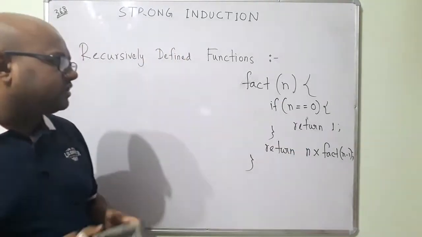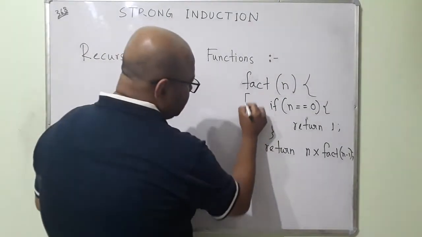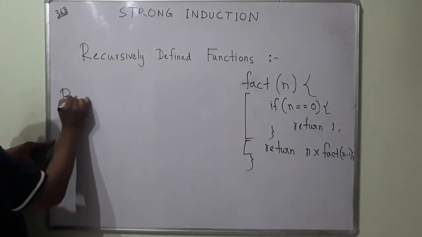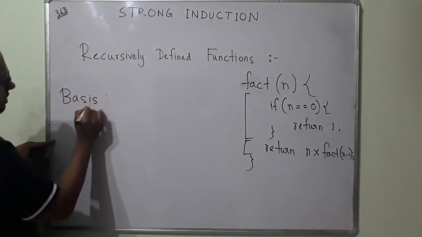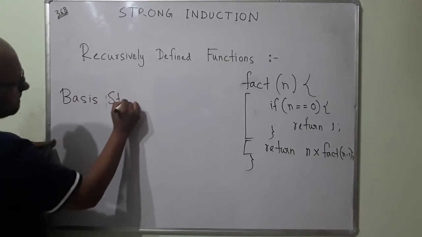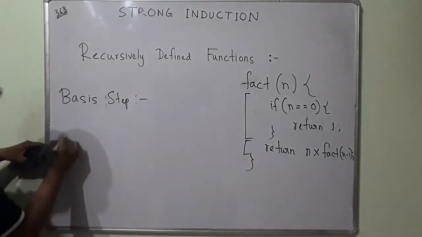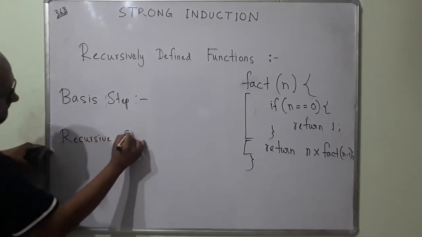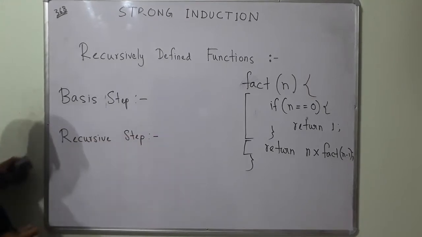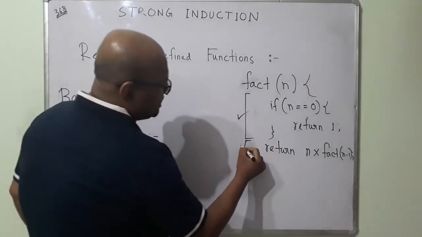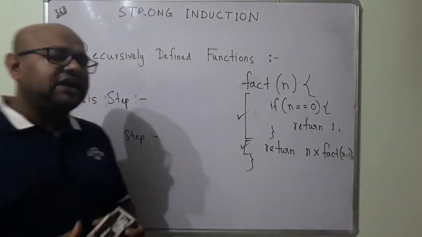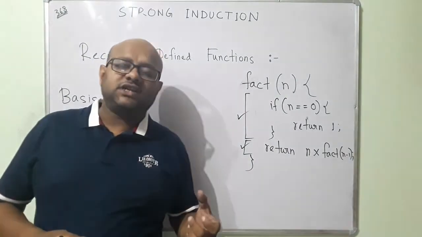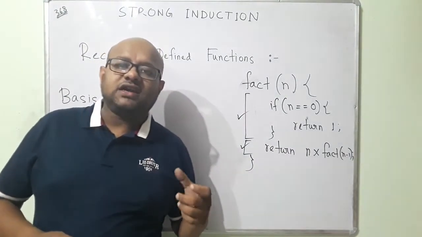So what do we have in here? We have two different things in here. We have this thing and we have this thing. This is called the basis step, or base, and this is called the recursive step. Alright, this is the basis step, this is the recursive step. Now when we write a function in this manner using a basis step and a recursive step, that kind of function is called a recursive or an inductive definition.